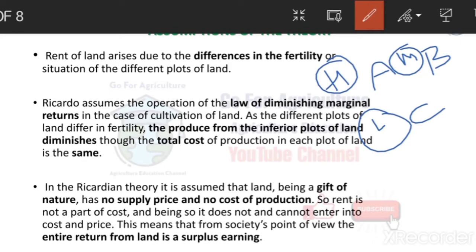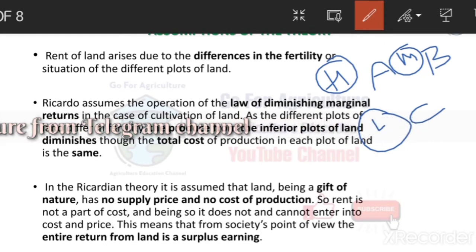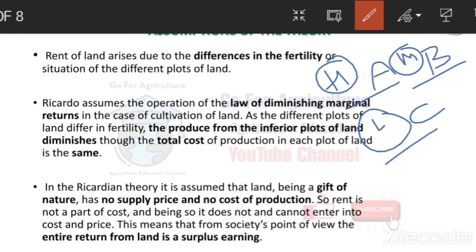This is what Ricardo said: rent of the land arises due to difference in the fertility or situation of the different plots of land. The second assumption is that Ricardo assumes the operation of the law of diminishing marginal returns in the cultivation of land. As the different plots of land differ in fertility, the produce from the inferior land diminishes though the total cost of production is the same. Again, taking the same example, A has the higher productivity, B has medium, and C has lower.